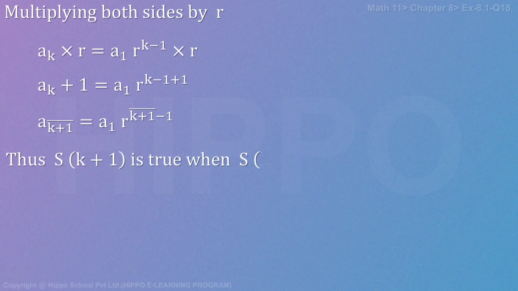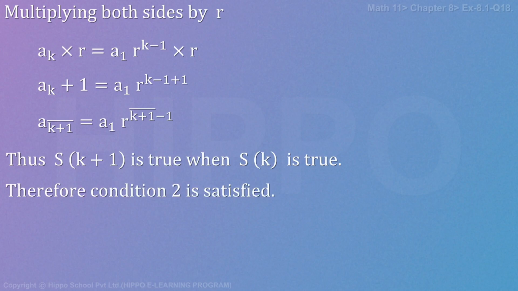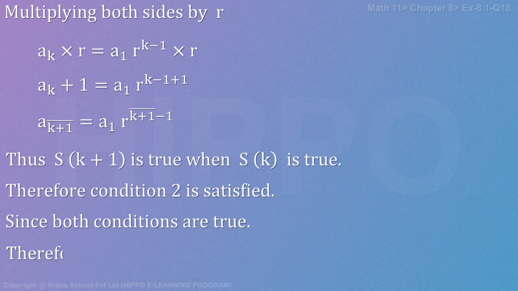Thus S of k plus 1 is true when S of k is true. Therefore condition 2 is satisfied. Since both conditions are true, therefore S of n is true for every positive integer.